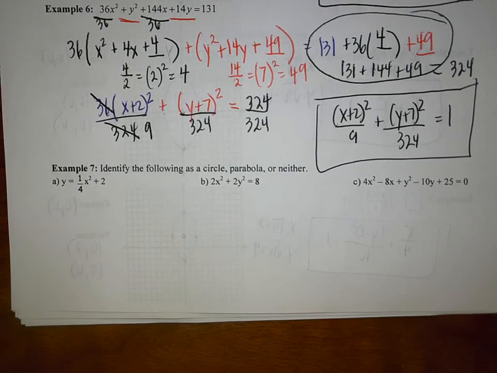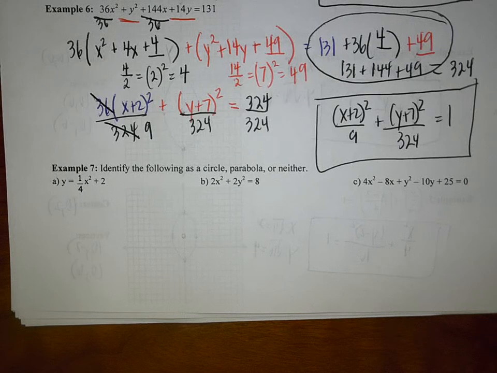Very good. Okay, so let's just recap here for example 7. How do I know if something's a parabola? It has one squared term. Now circles and ellipses both have 2 squared terms. How do you think I can tell the difference between an ellipse and a circle? Good. A circle would have the same numbers in front of the x squared and y squared, whereas an ellipse will have different numbers.